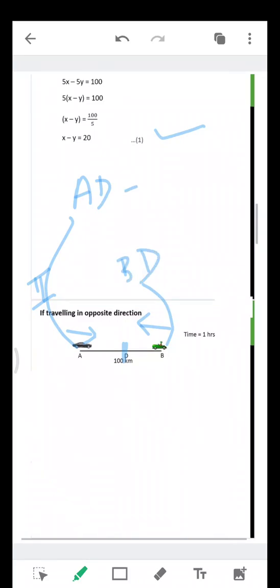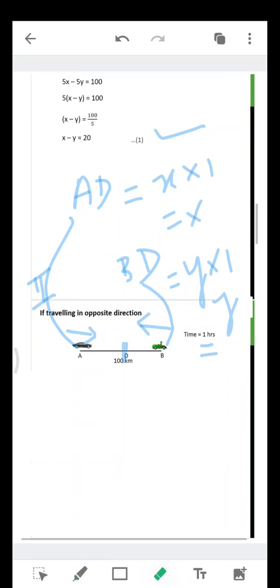So here also I can frame the equation by applying the formula. Distance AD is equal to speed into time. The speed of the first car is x, and what is the time? They have taken speed into time, so x into 1, that will be x. And distance BD, the distance traveled by the green car, is equal to speed into time. What is the speed of the second car? y into how much time they have traveled? 1. y into 1 is y.